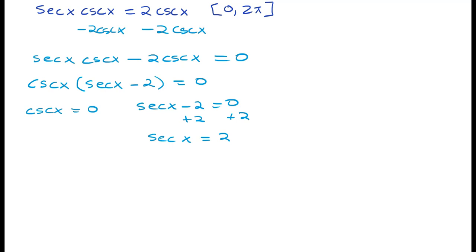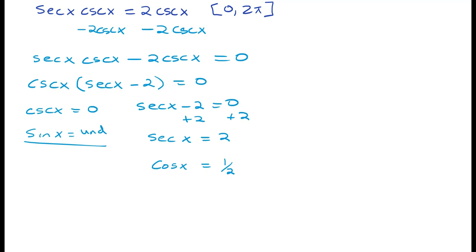So what we know here is that for cosecant x equal to 0, remember that cosecant is the same as 1 over sine. So if cosecant equal to 0, that means that sine x is undefined. So we're not going to have a value for that one. And then secant x equal to 2. So that, remember, secant is 1 over cosine. So if secant x equal to 2, that means that cosine x is equal to 1/2.